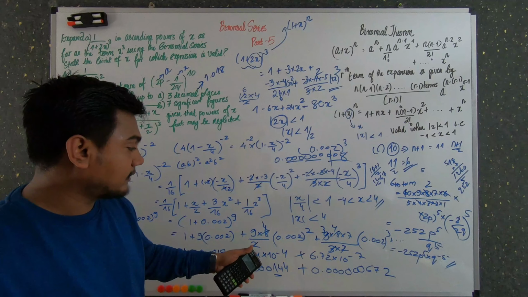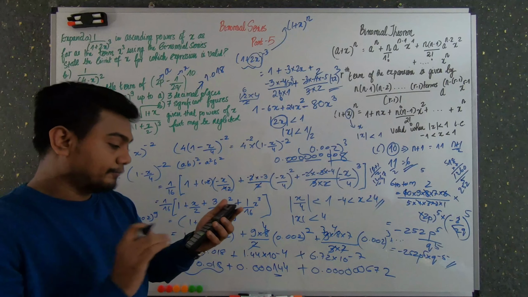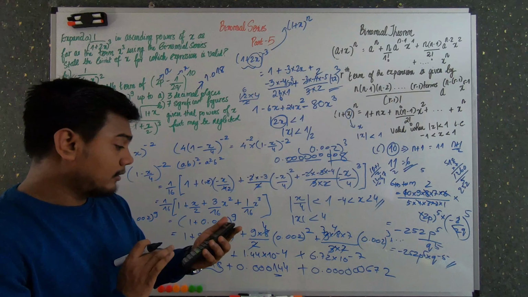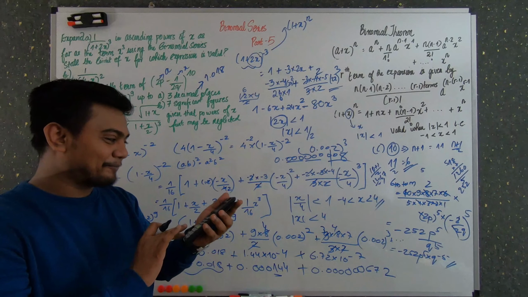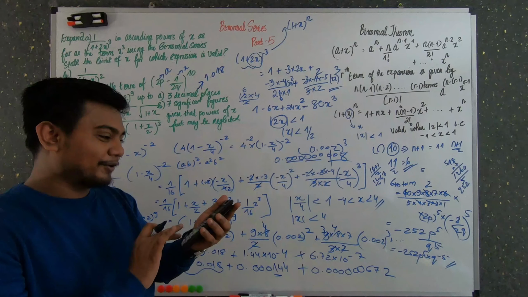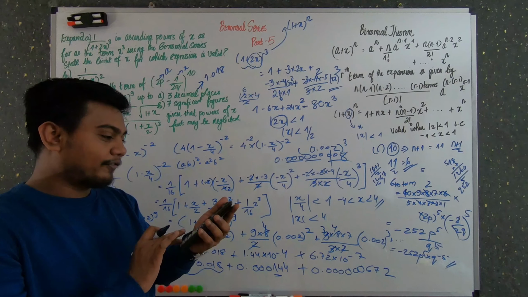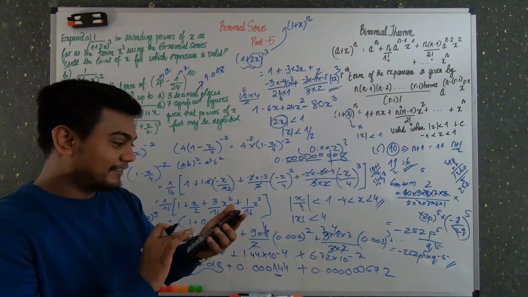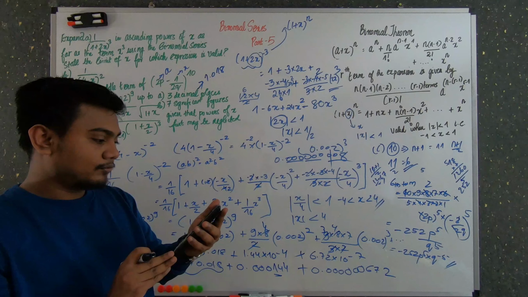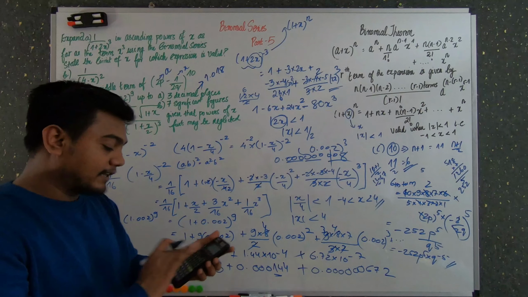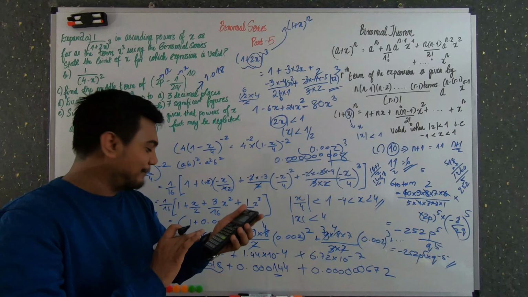9 into 4, 36. 36 into 4. It is correct. Again plus, how many zeros? 3, 6. 6 zeros are there. 0.0045667. Oh, I did a mistake again. This is why I said you should be very much careful.